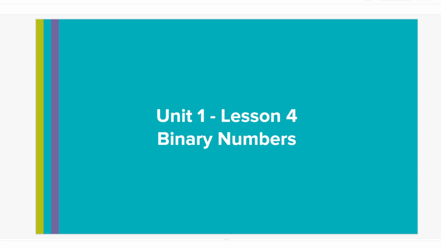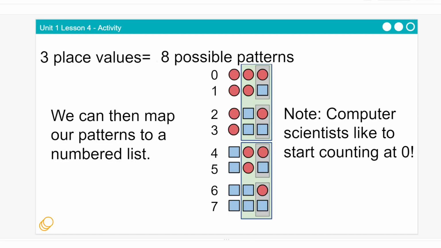Kids, binary is a foundational topic here in computer science. Back to our last lesson, here's a slide explaining what I talked about. We had two different shapes, three patterns. 2 to the third is 8. We could do 8 possible numbers.